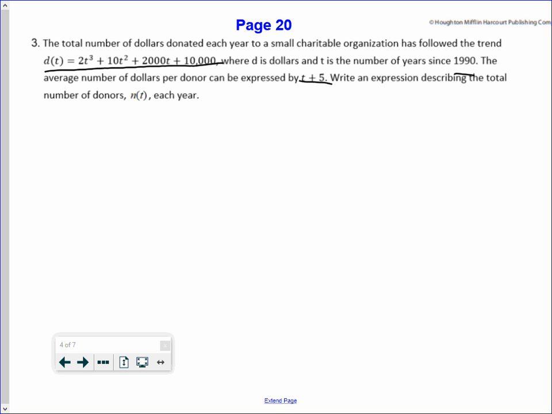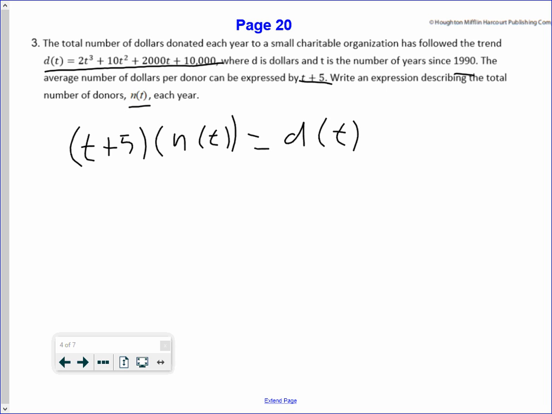So if the average number of dollars per donor is t plus 5, and N of t is the total number of donors, then I can say t plus 5 multiplied by N of t will give me my D of t, the total amount donated.